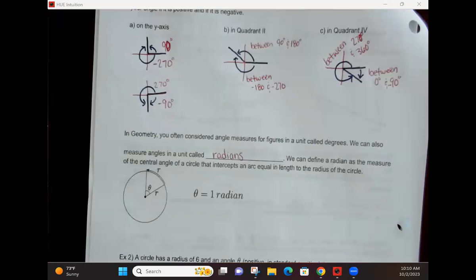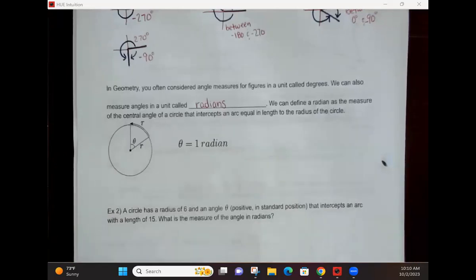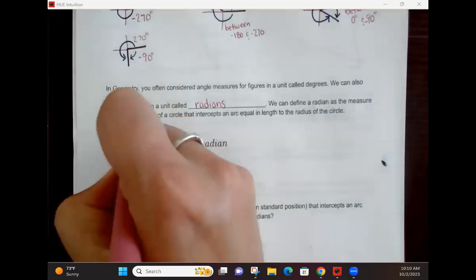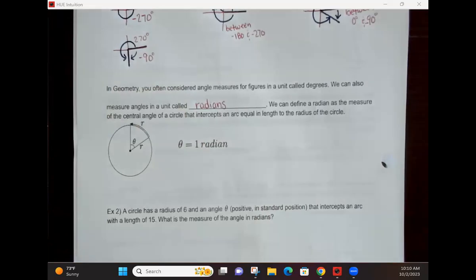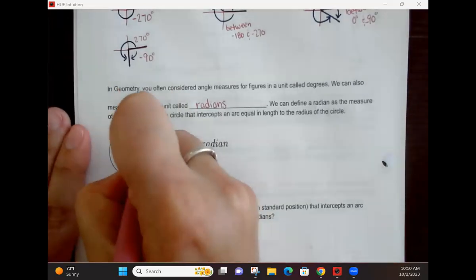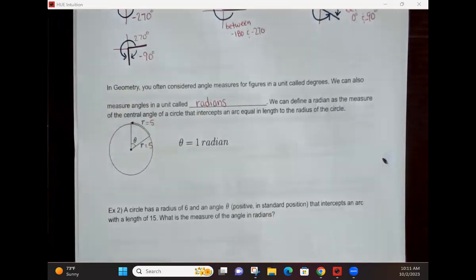We define a radian as the measure of a central angle that intercepts an arc that has the same length as the radius. So whatever the radius is, we're talking about an angle that cuts off an arc that's the same length as the radius. So if my radius is 5, this arc is also 5. Whatever that angle measure is, that's a radian, okay?